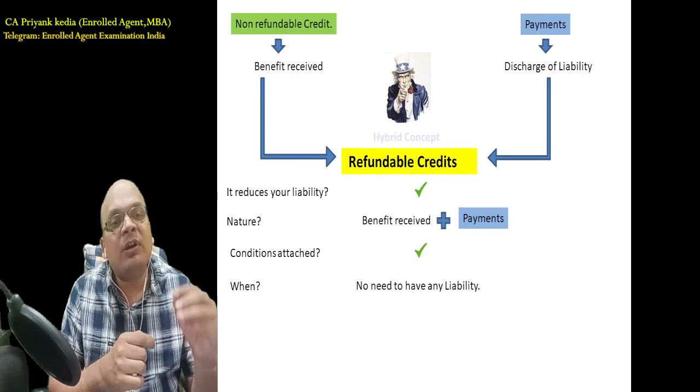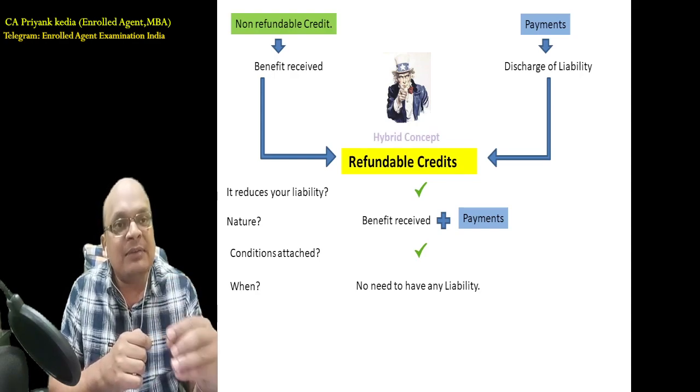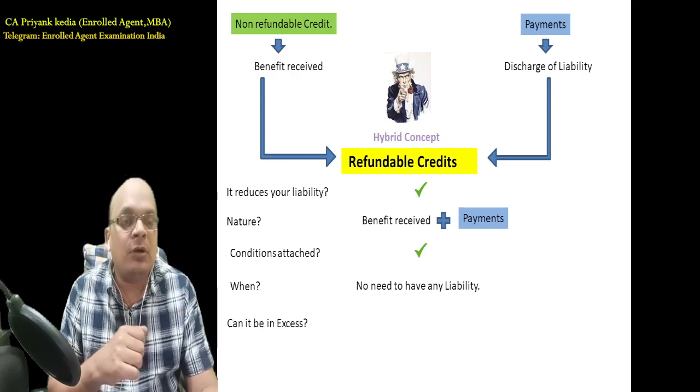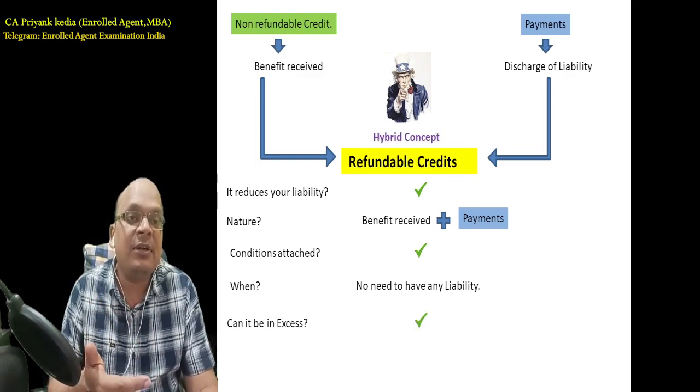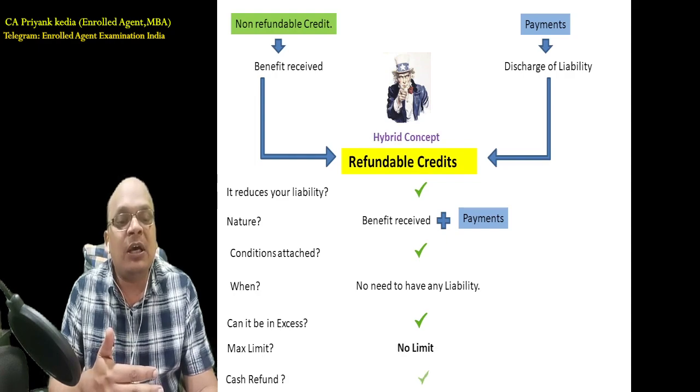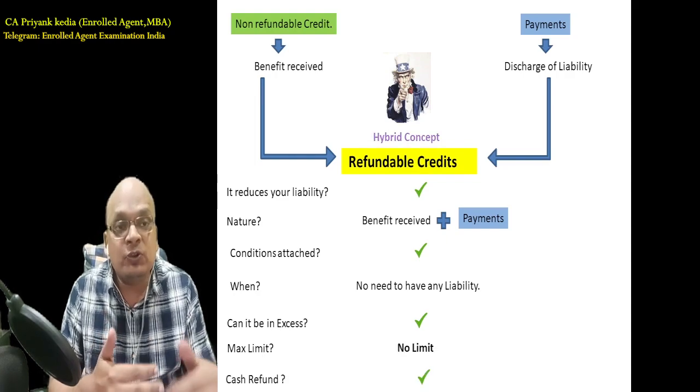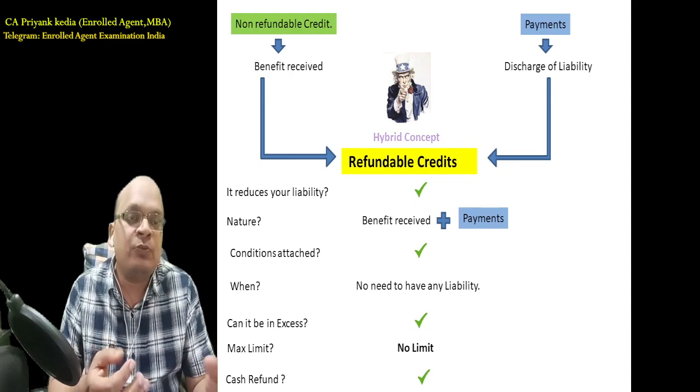If you are eligible for a refundable credit, you can claim that credit and any extra amount, and therefore it can be in excess of your gross tax liability or your net tax liability, and any extra amount will be allowed as a refund to you. So there is no limit to it. Of course, the limit is attached with the particular provision.